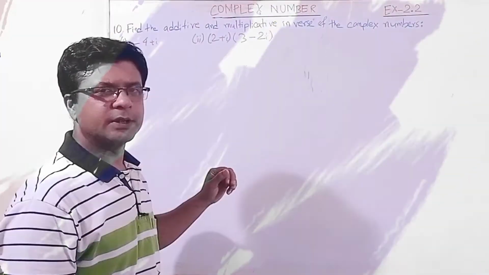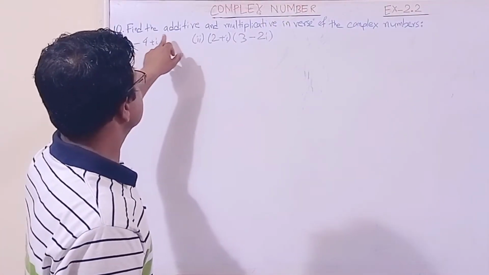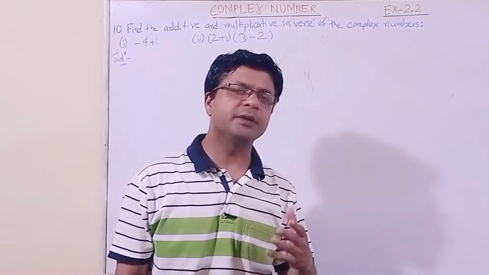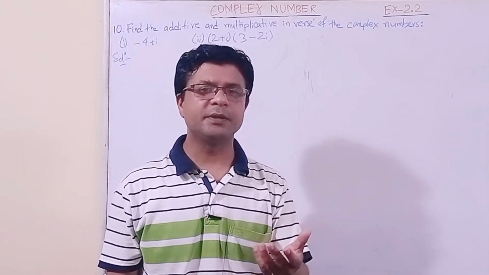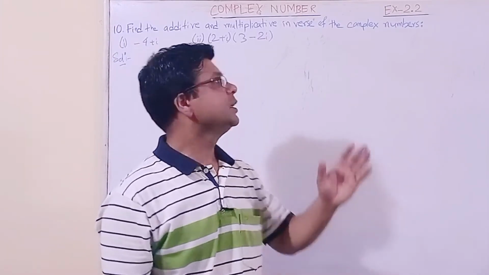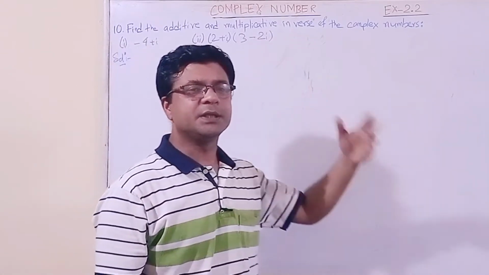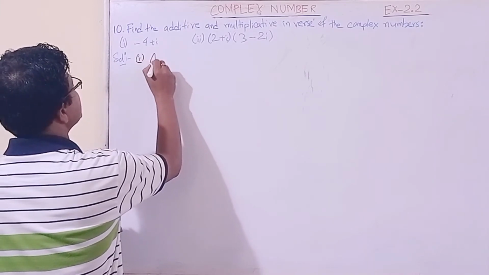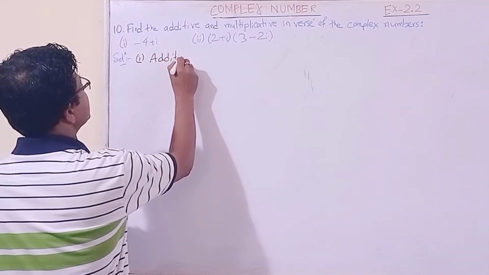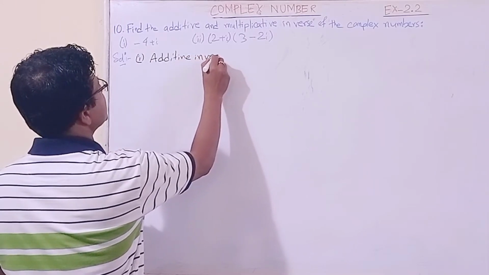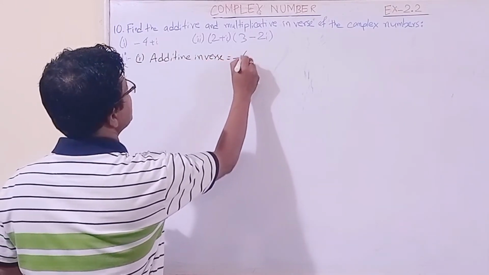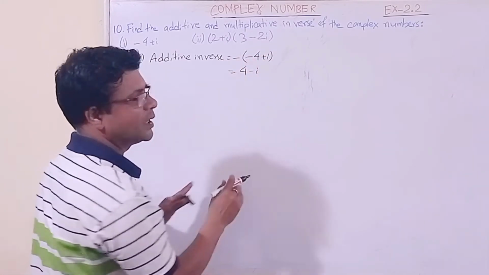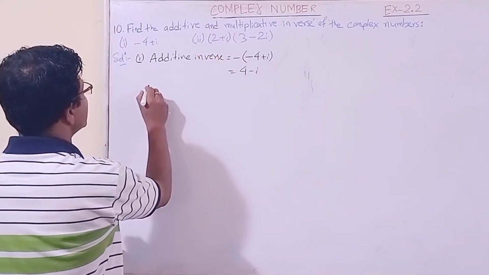Now dear students, in question number 10 we have to find the additive and the multiplicative inverse. We know what is additive inverse: suppose 5, its additive inverse is minus 5; minus 6, its additive inverse is plus 6. Okay, and multiplicative inverse means we think of reciprocal. So let us do number 1. Here additive inverse, we take minus of this, -4 plus i, it becomes 4 minus i. Okay.